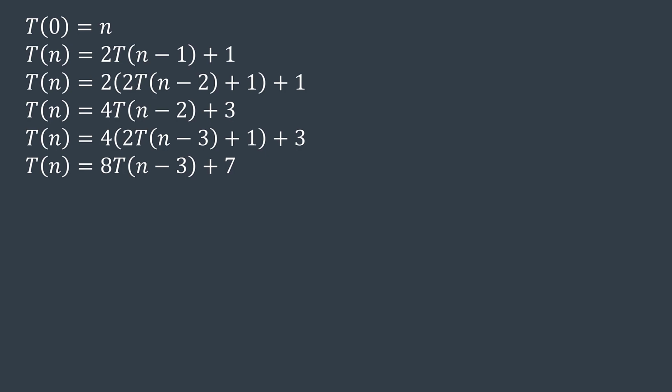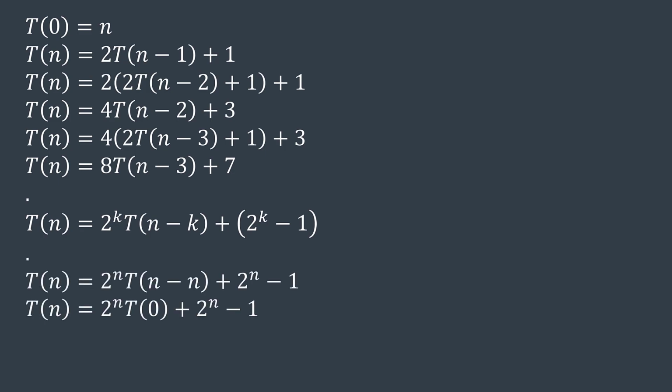This recurrence relation is a common one. We can already notice the general form. It's T of n is equal to 2 power k times T of n minus k plus 2 power k minus 1. We have the value of T of 0, so we need to find the value of k to go to T of 0. N minus k equal to 0, so k is equal to n. We replace k by n, we get T of n is equal to 2 power n times T of 0 plus 2 power n minus 1.